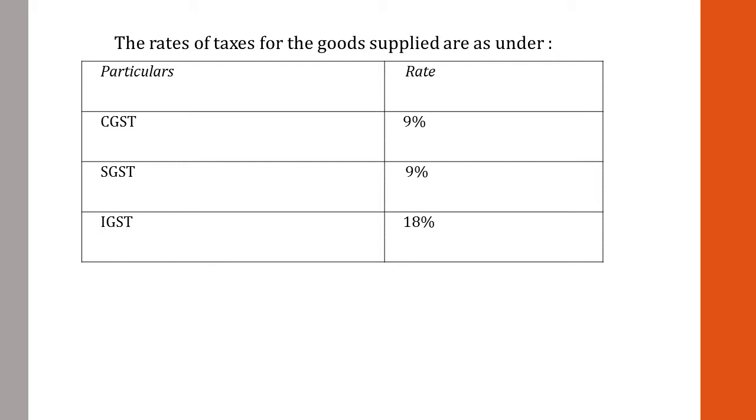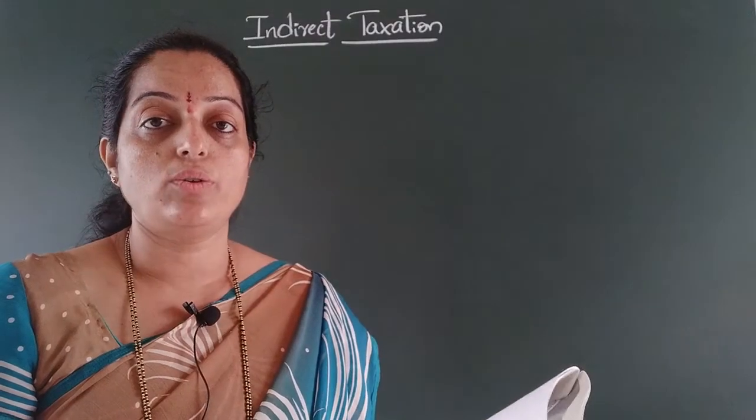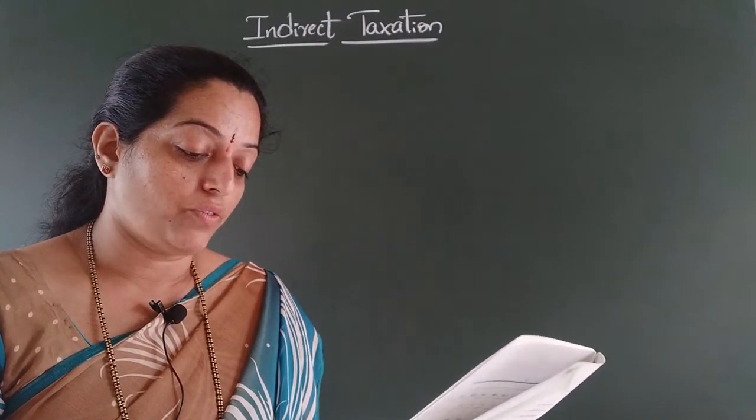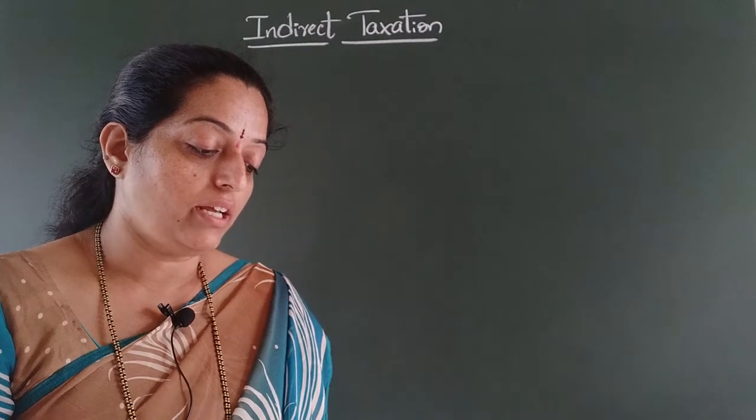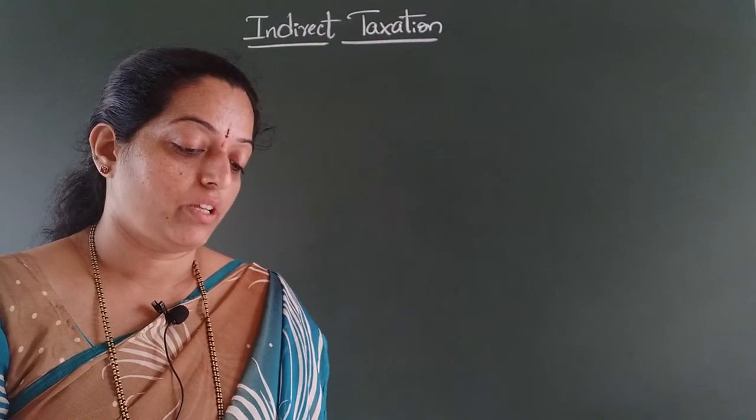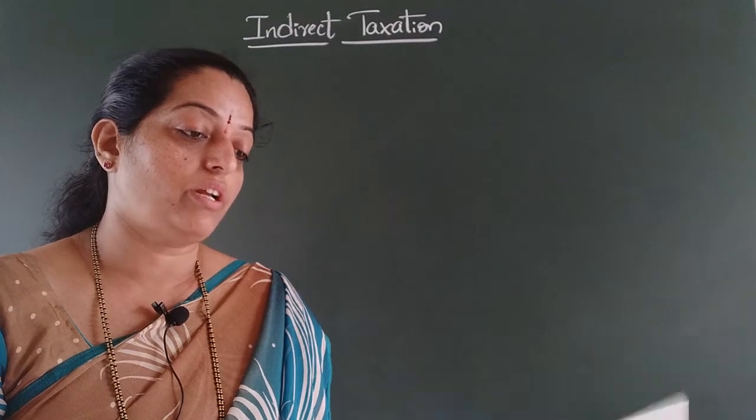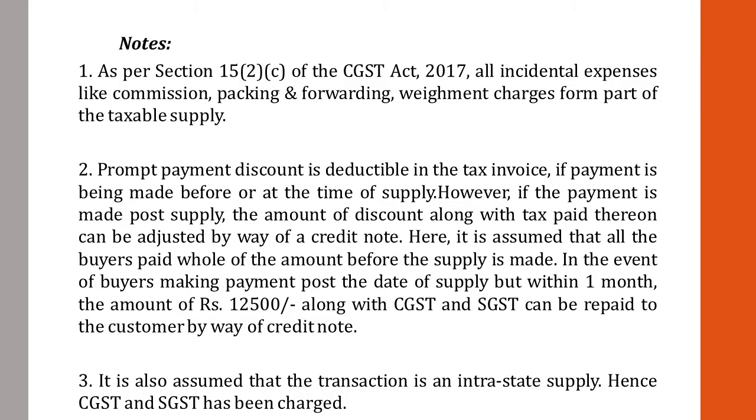IGST 18%. So in the problem what is given is sale price charged to customers, that is 12,50,000. Commission charged to buyers we need to add. Then packing and forwarding expenses we need to add. Then weighment charges we need to add. So why do we need to add? We have to refer to the note. As per the section of the CGST Act of 2017, all incidental expenses like commission, packing and forwarding, weighment charges form part of the taxable supply.